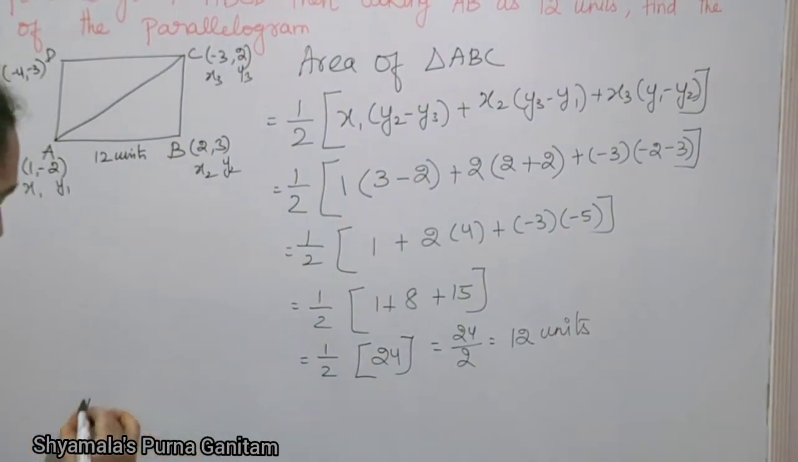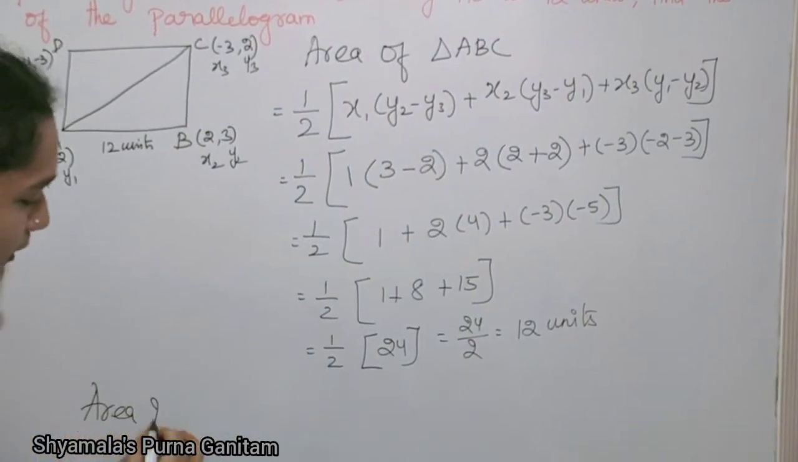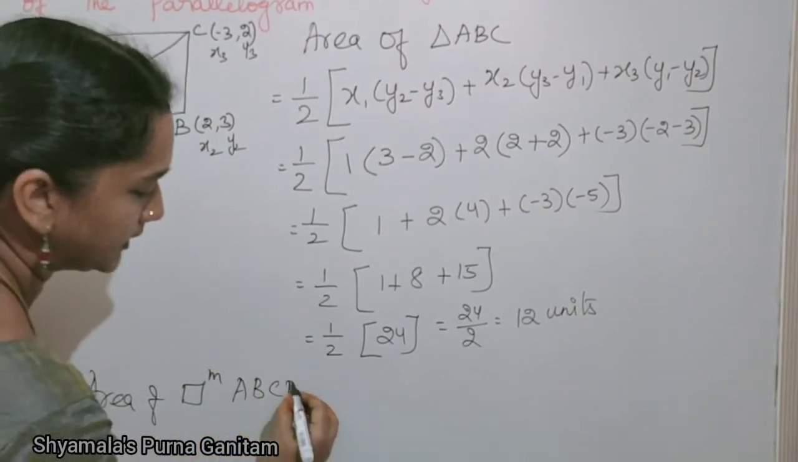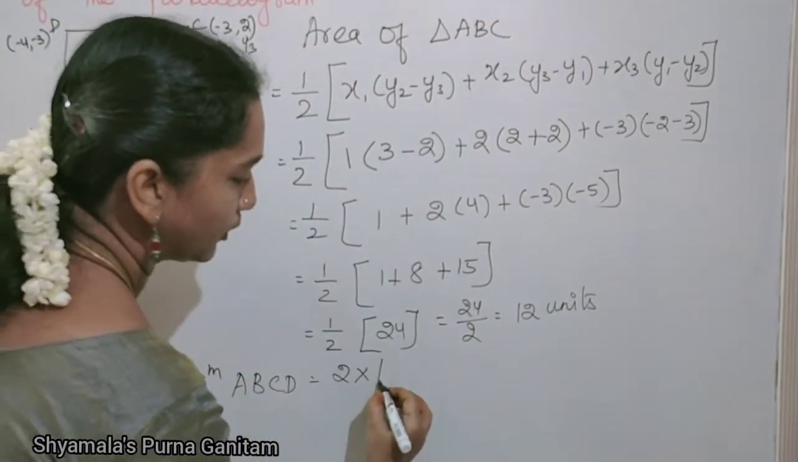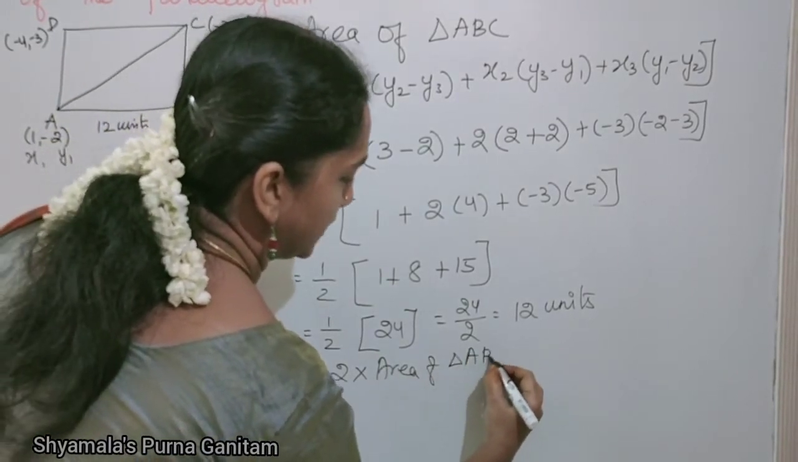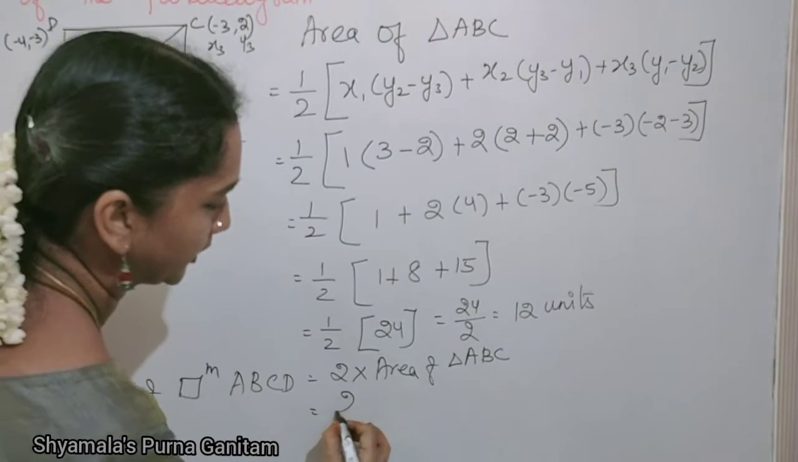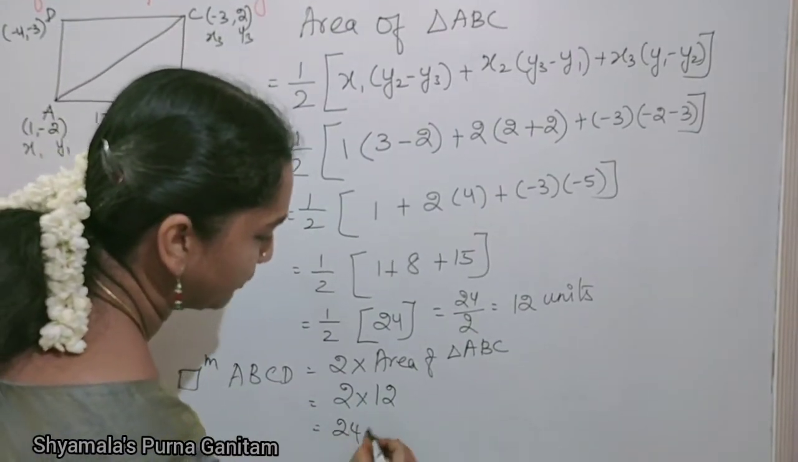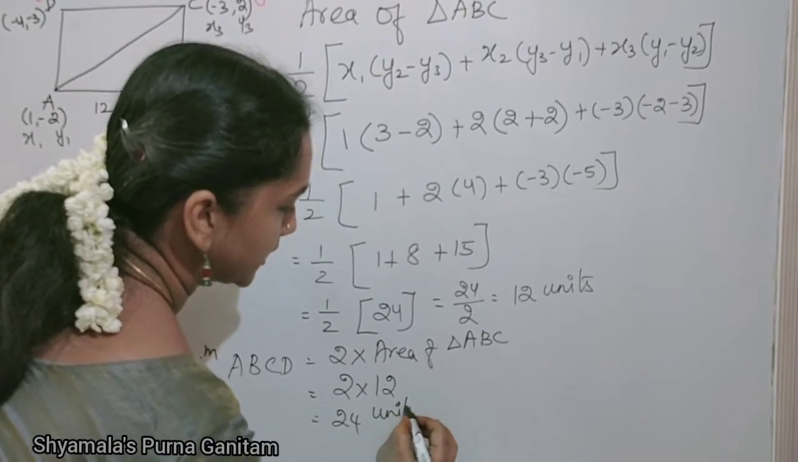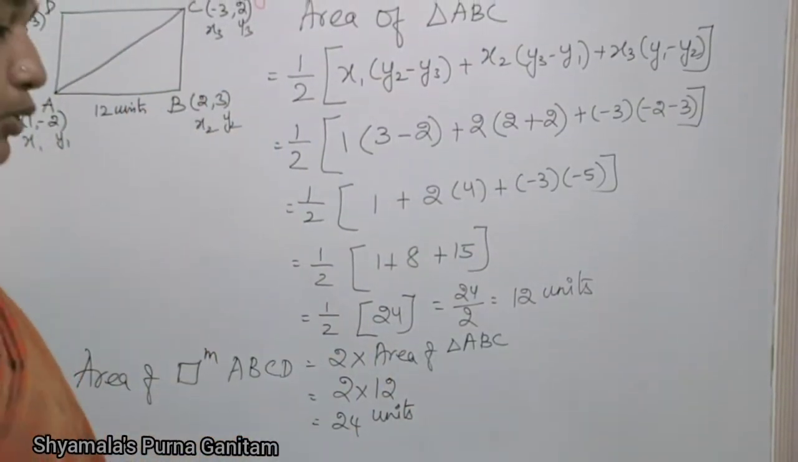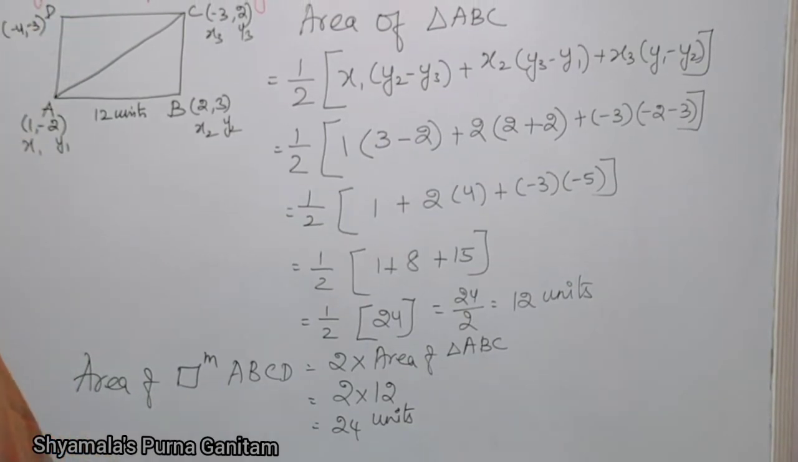So, now I need the area of parallelogram ABCD, which is equal to 2 into the area of triangle ABC. So, this is equal to 2 into 12, that is equal to 24 units. So, this is the area of the parallelogram. The area of the parallelogram is 24 units.